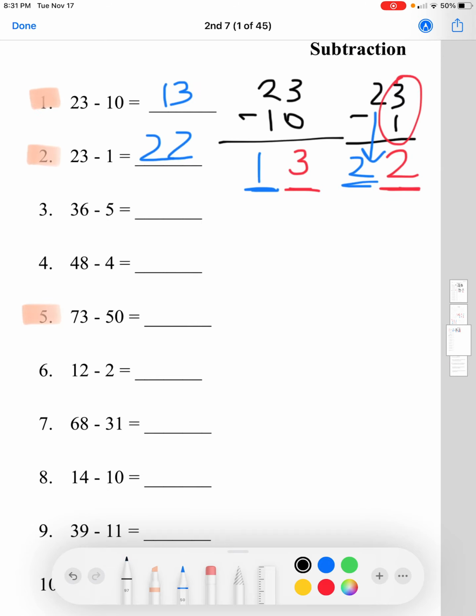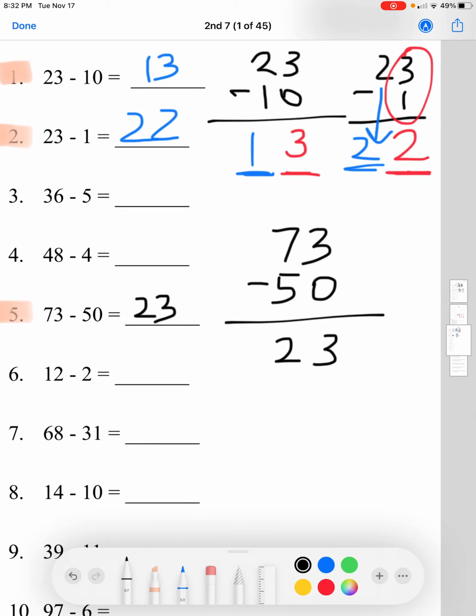Let's do one last question. 73 minus 50. Let's do 3 minus 0, which equals 3 in the ones place. Move on to the tens place. 7 minus 5 equals 2. So 73 minus 50 equals 23.